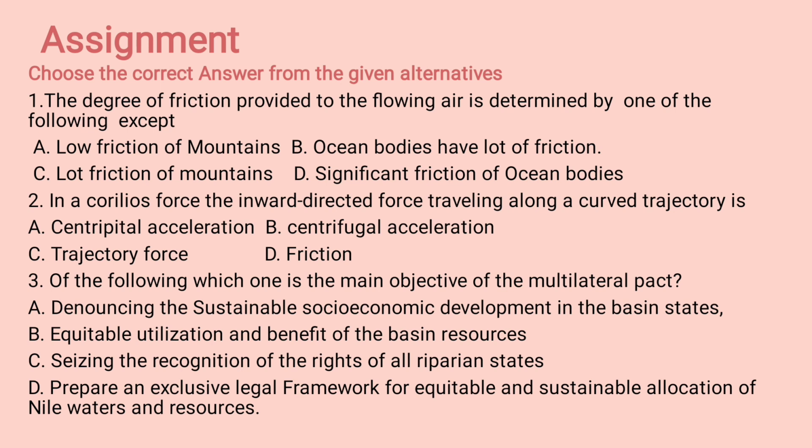Question number 3. Of the following, which one is the main objective of the multilateral pact? A. Denouncing the sustainable socio-economic development in the basin states. B. Equitable utilization and the benefit of the basin resources. C. Seizing the recognition of the rights of all riparian states. D. Prepare an exclusive legal framework for equitable and sustainable allocation of Nile waters and resources.